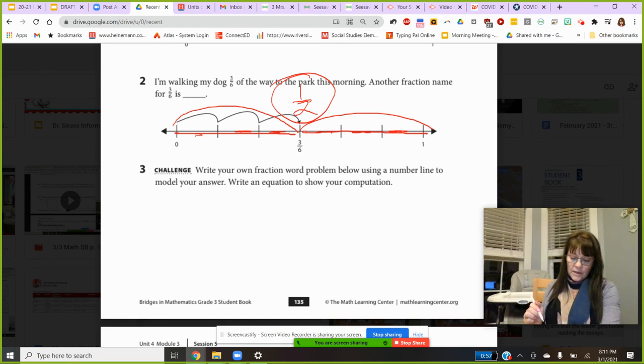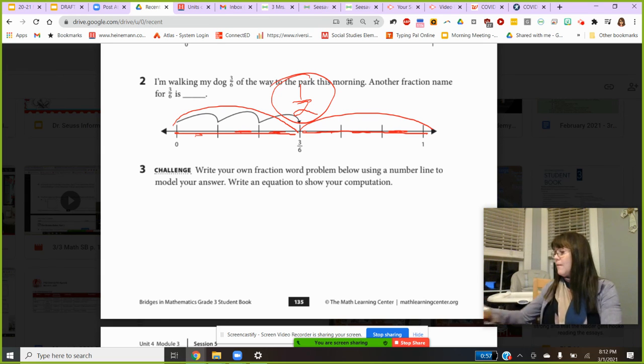All right. Third one, challenge. Write your own fraction word problem below using a number line to model your answer. Write an equation to show your computation. So I'm going to have you guys try that, and then we're going to share them with each other and see what we can figure out together.